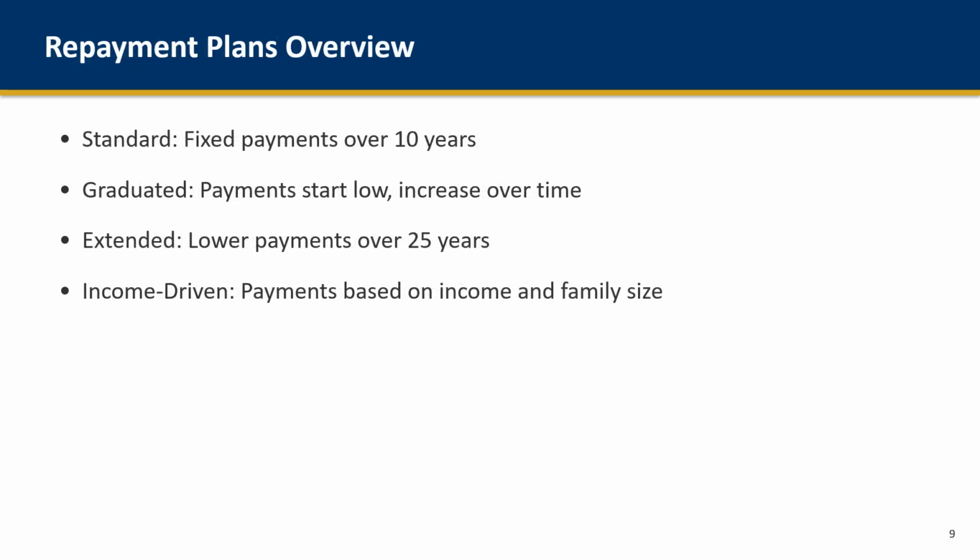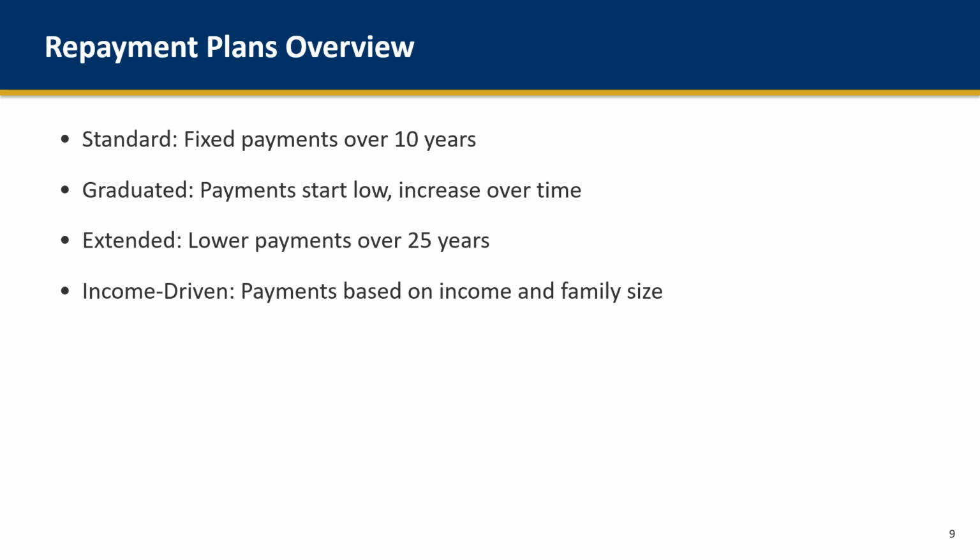Federal loans offer multiple repayment plan options, providing flexibility that private loans lack. Standard repayment spreads your balance over 10 years with fixed monthly payments. This minimizes total interest paid but results in higher monthly payments than other options. Graduated repayment starts with lower payments that increase every 2 years. This helps if you expect your income to grow but results in more total interest than standard repayment.